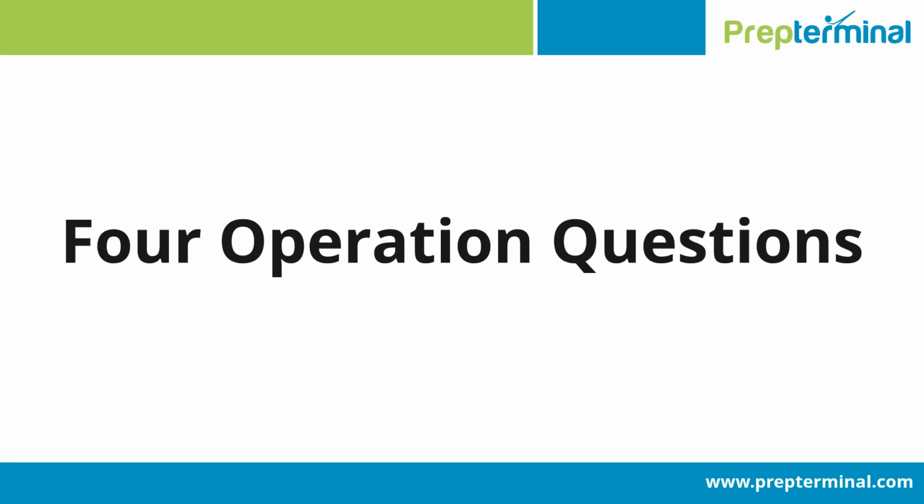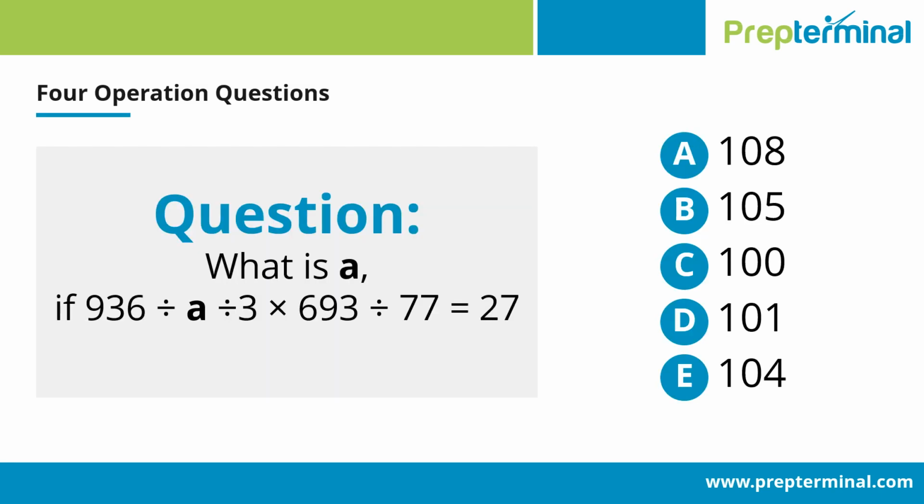This manner of question without the aid of a calculator is often a major time trap, and should be approached with caution. Question: what is A if 936 divided by A divided by 3 multiplied by 693 divided by 77 equals 27?